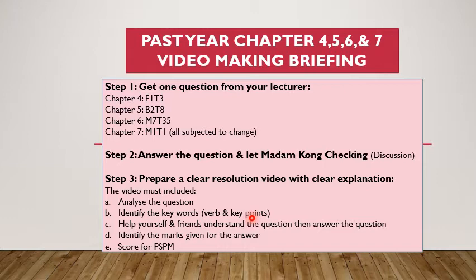You just follow. Okay, you have to box the word and then underline the key point or keywords. Help yourself and your friends understand the question, then answer the question. Identify the marks given for the answer. For example, each question will allocate for maybe 5, 7, or 20 marks. So how to get the 5 marks? You have to state clearly.